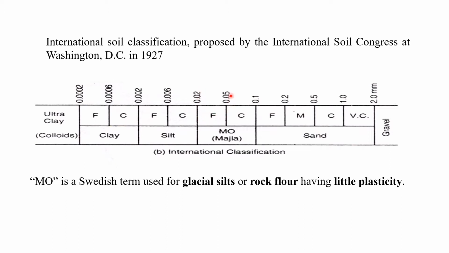0.002 to 0.05 is fine, and coarse is 0.05 to 0.1. You can see here Mo and Mjala. Mjala or Mo is a Swedish term used for glacial silts or rock flours having little plasticity. Silt deposited by glaciers, which has little plasticity, is called Mjala or Mo. It is a Swedish term. So this is the international classification.